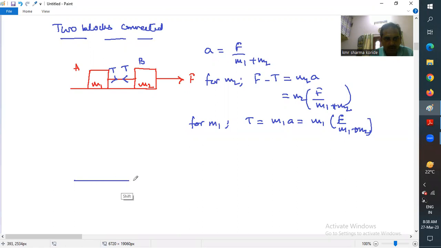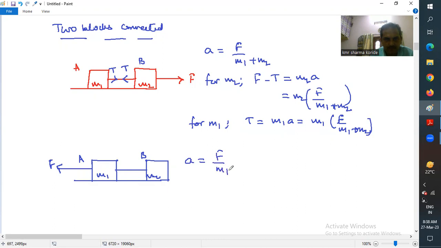Just to discuss the other case, once again you take two blocks. Suppose force is applied on block A. So this is M1, block A, this is M2, block B. Now these two are connected by a string. So force applied on A. Therefore, once again, the common acceleration is F by M1 plus M2.